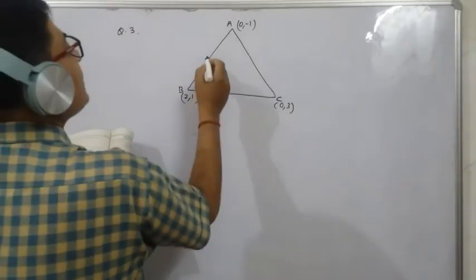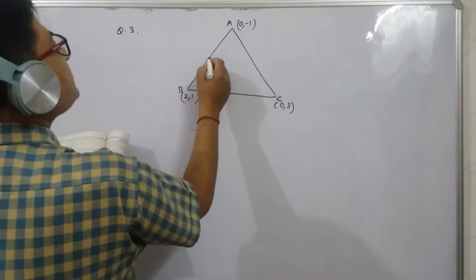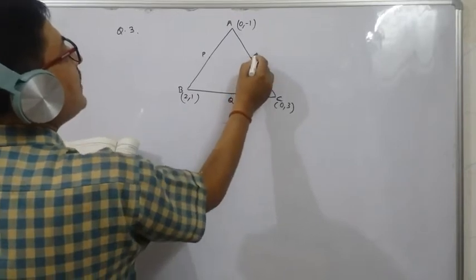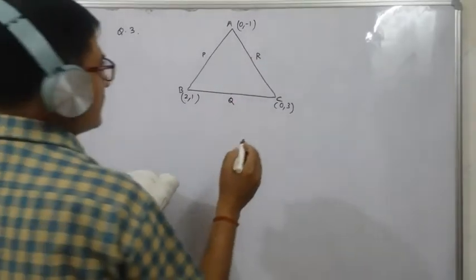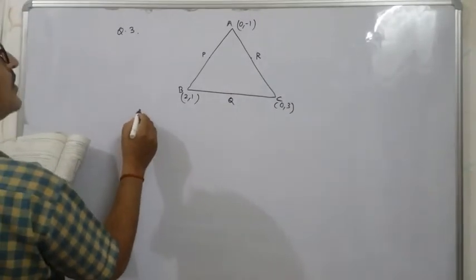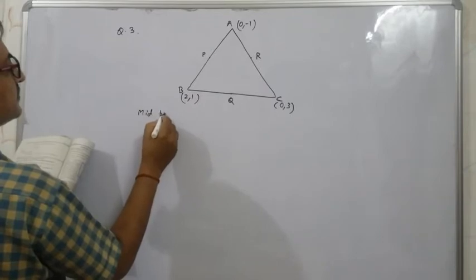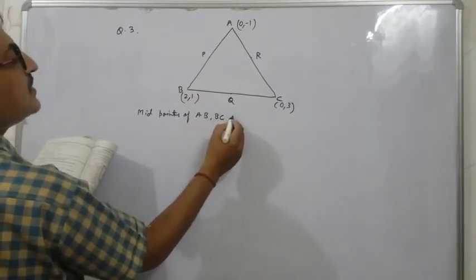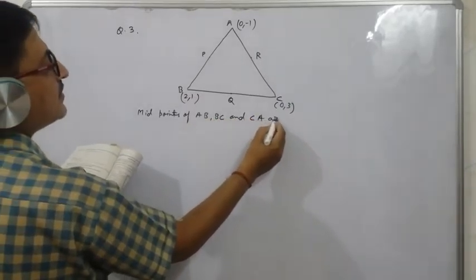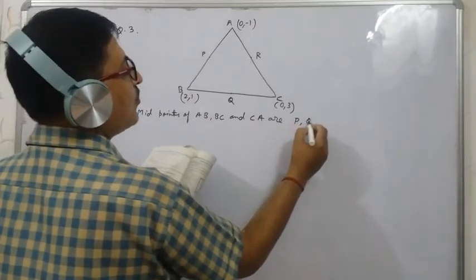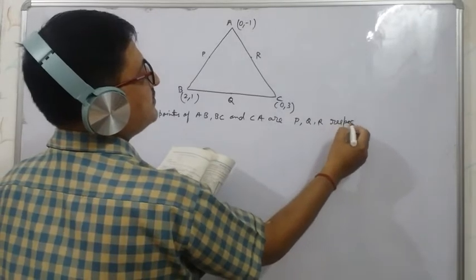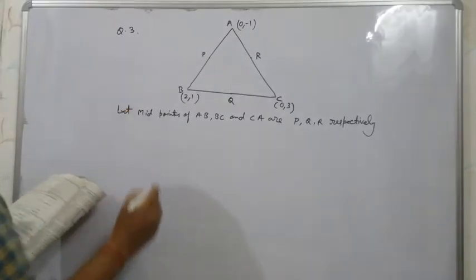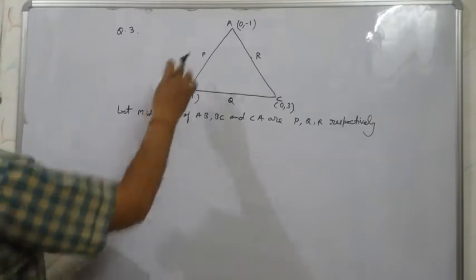Now it is saying midpoint. So how do we get the midpoint? Suppose this is the point P, this is the point Q and this is the point R. Let the midpoints of AB, BC and CA be P, Q, R respectively. That I have written.